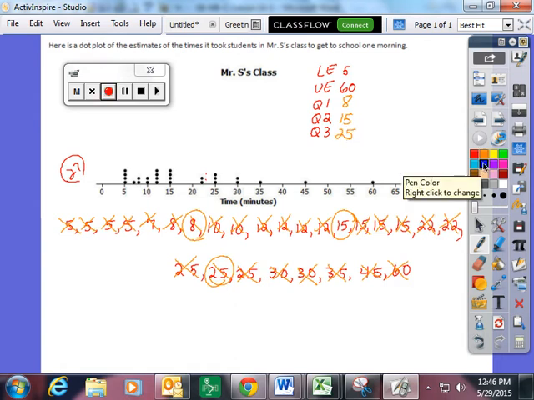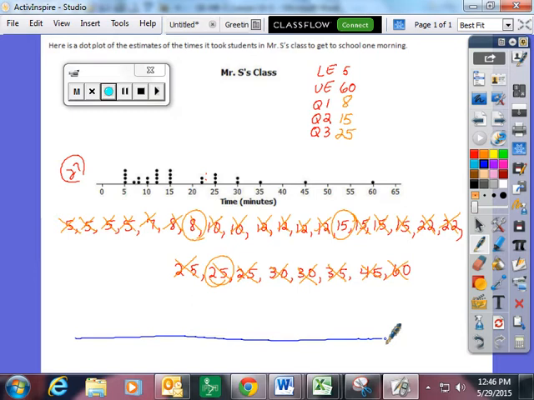I feel like the hardest thing with making your own box and whisker plot isn't the 5-point summary. I think it is numbering your number line. My numbers range from 5 to 60. I'm going to count by 5s: 5, 10, 15, 20, 25, 30, 35, 40, 45, 50, 55, and I'm going to switch 60 to right here so it's not skewed over here.